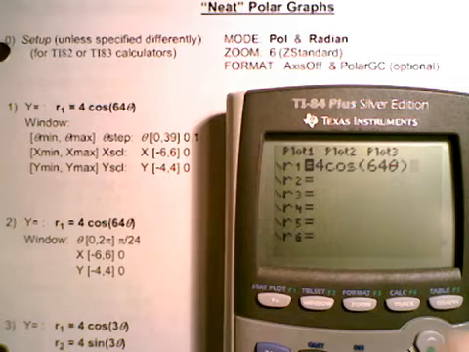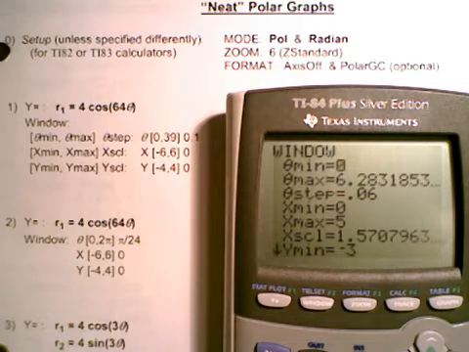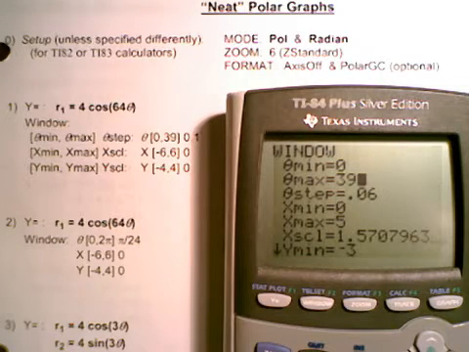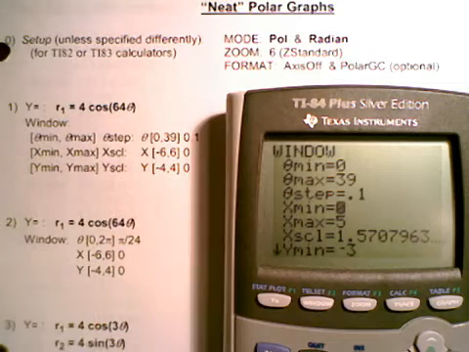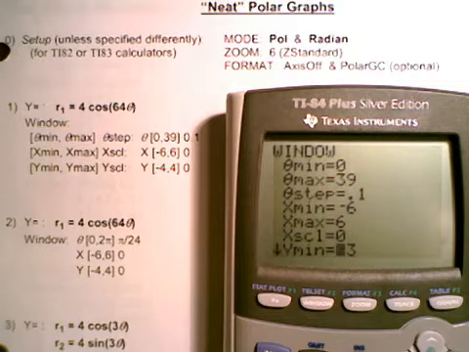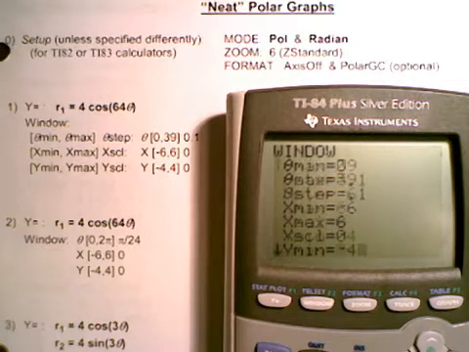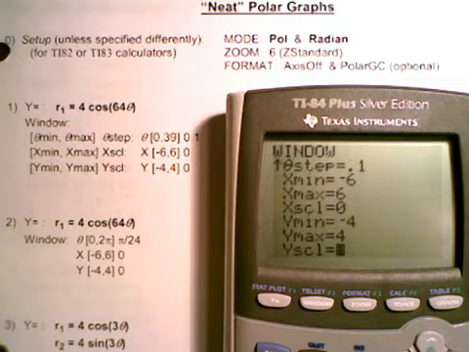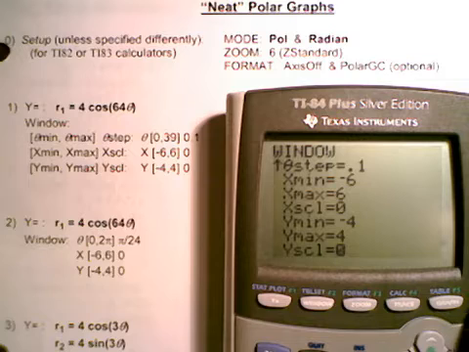You don't want to hit graph yet. You want to hit window, and let's adjust the viewing window. Theta min would be 0, theta max would be 3.9, and the theta step is going to be 0.1. I'm just following what I see over here on the left-hand side. Then x min to be -6, x max to be +6, and x scale to be 0. The y min is going to be -4, y max 4, and y scale 0. And that's it. Now hit graph.